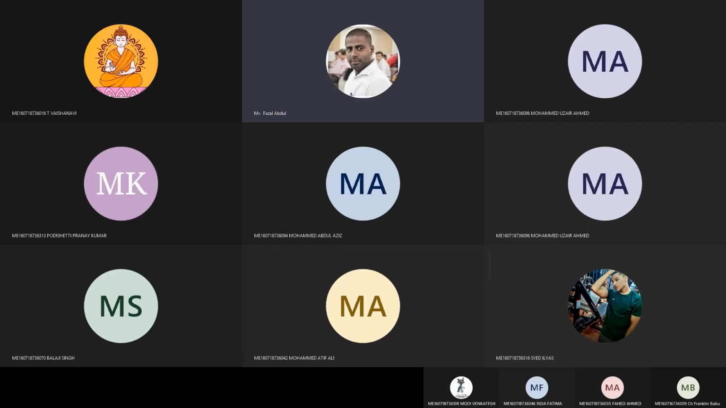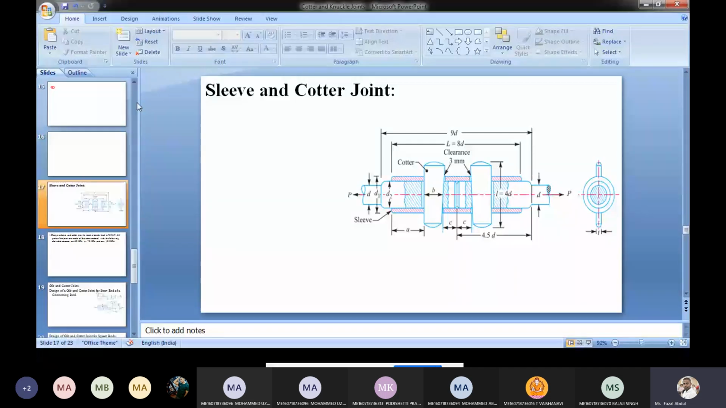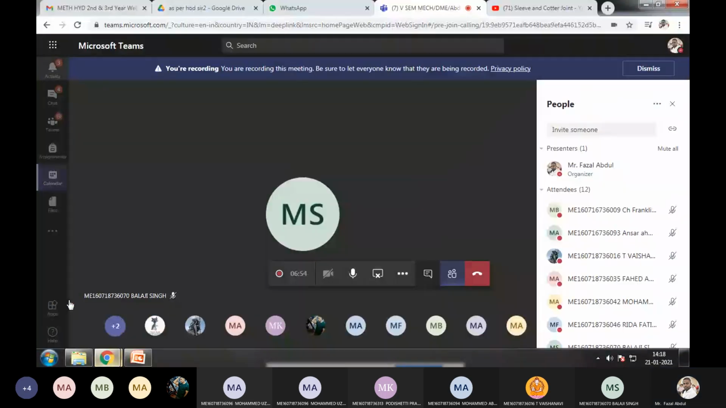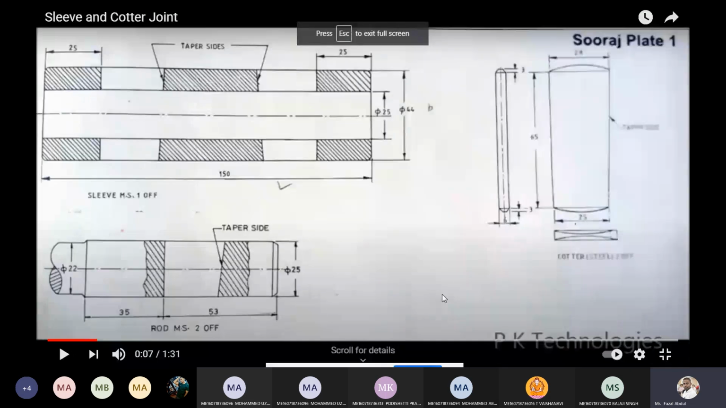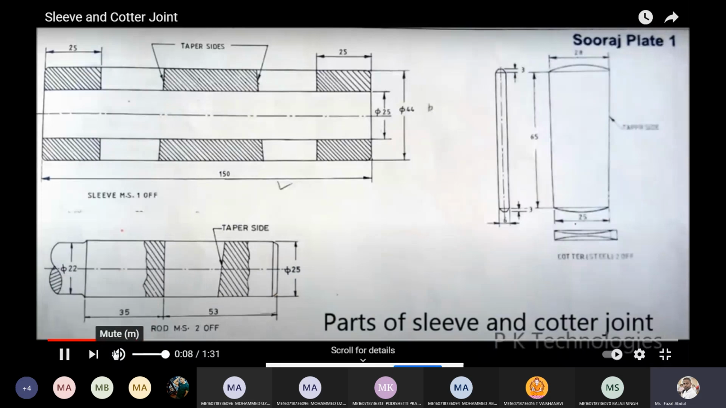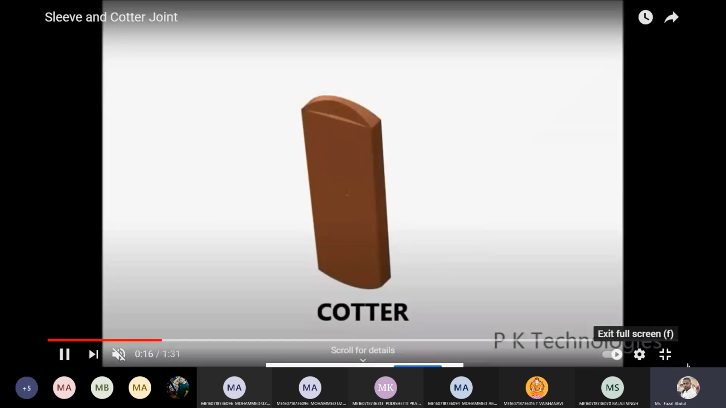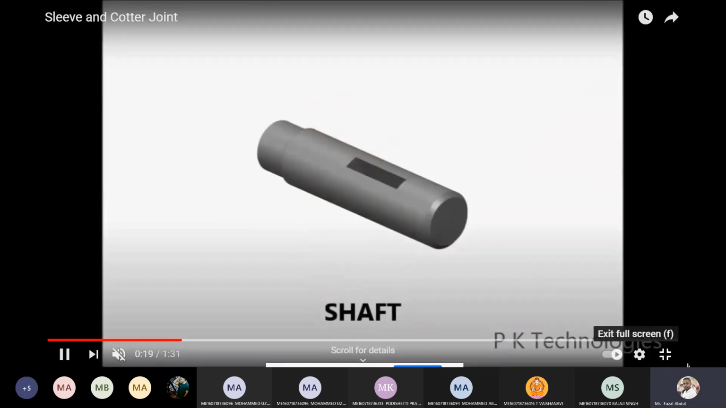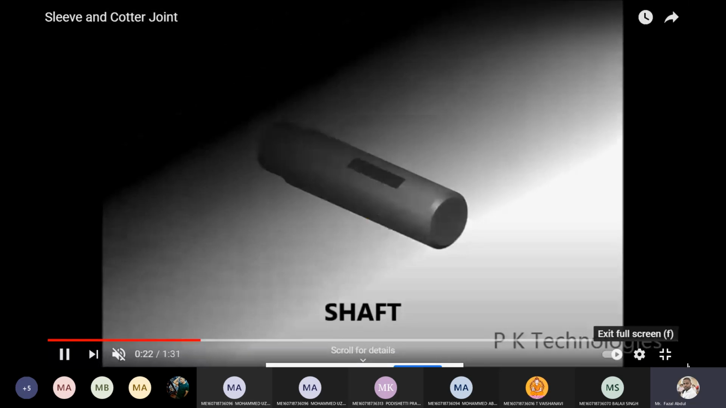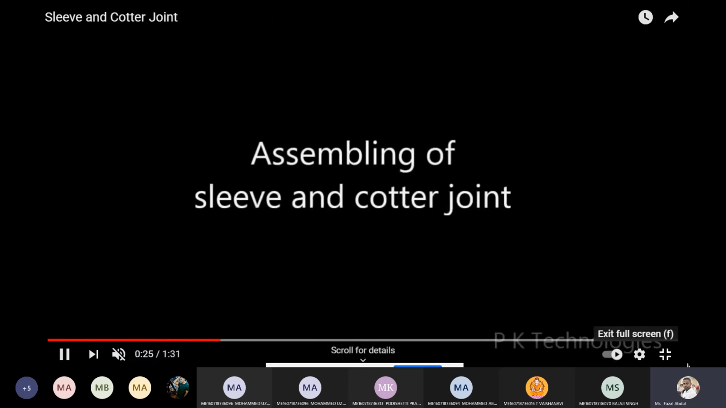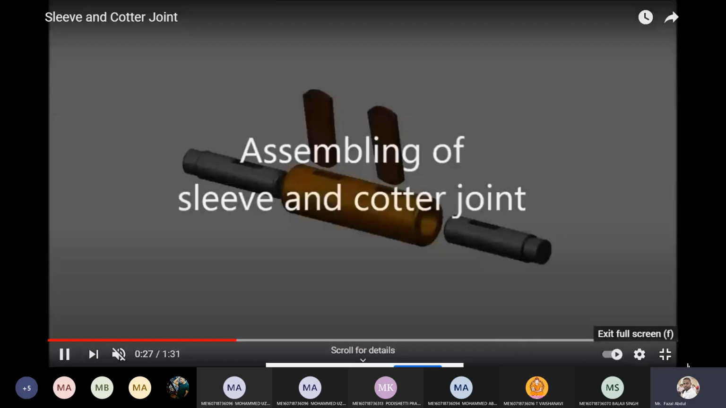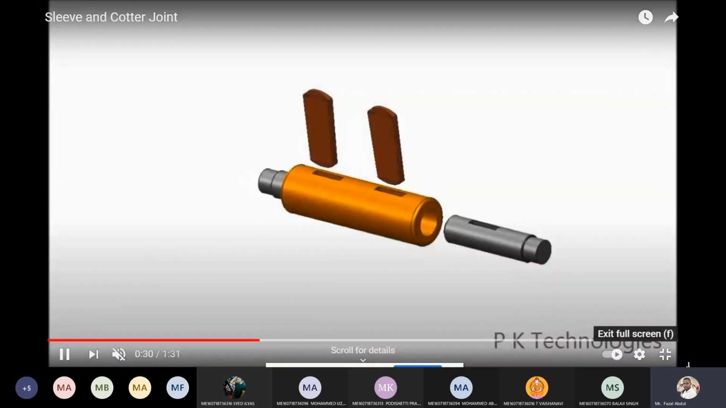So this is another topic. So before this one, just see this video, animation video. This is a sleeve. This is a quarter. This is a shaft. So from both ends, shaft and sleeve are going to assemble like this.